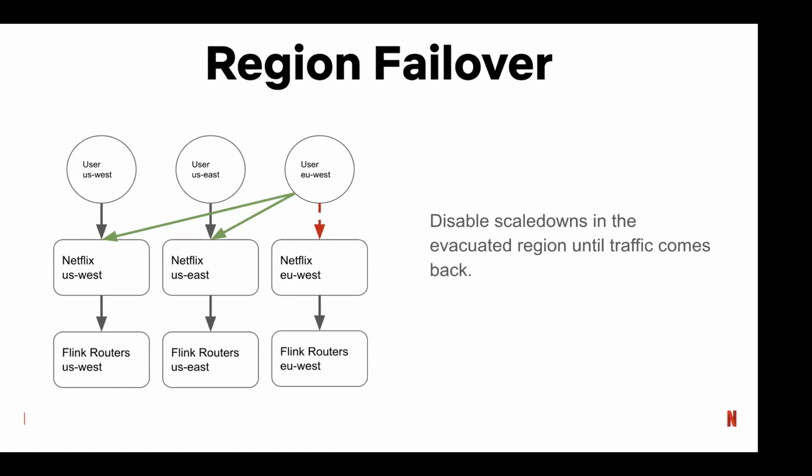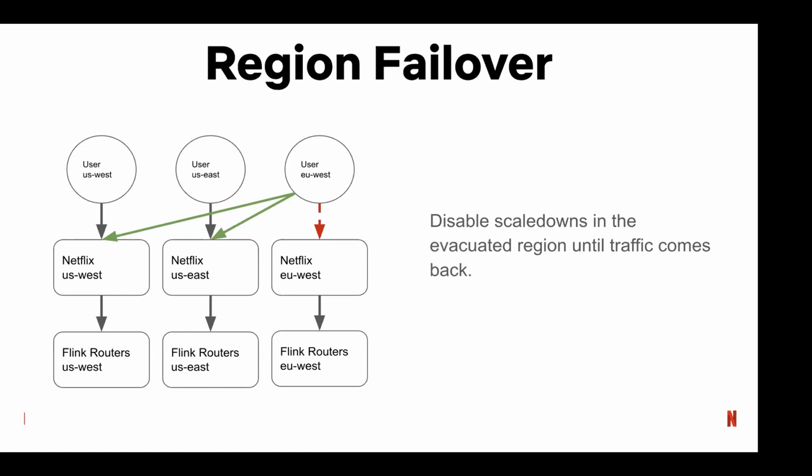So all the routers in the failed region will see a significant decrease in their incoming traffic. When that happens, you may be tempted to scale all the routers down, but you shouldn't, because eventually, after the region recovers, traffic may be routed back, and then you'll have a flood of data to handle, and all your routers will have been scaled down.